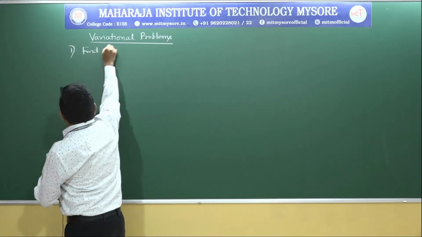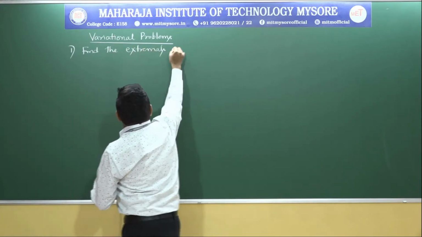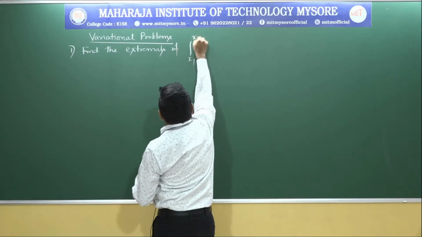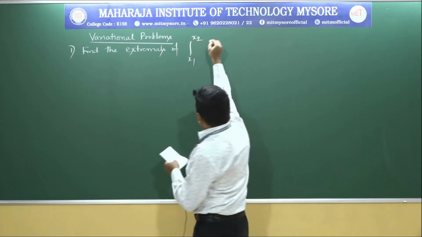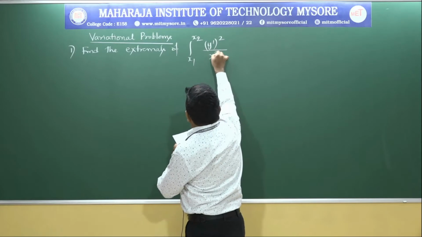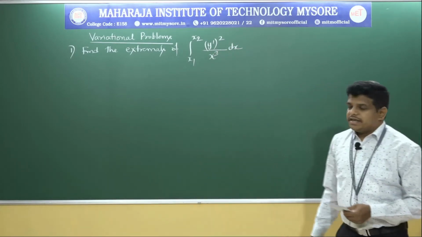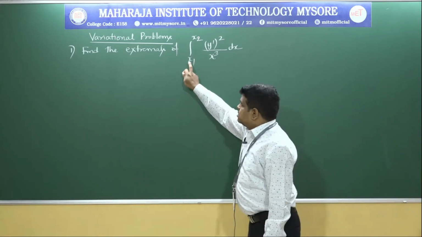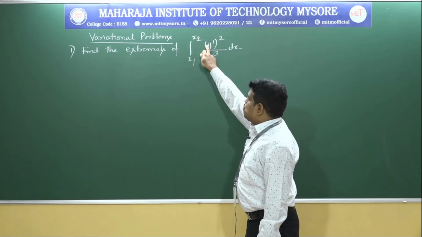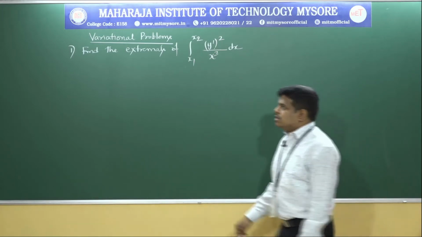Find the extremal of integral x running from x1 to x2 y dash whole square divided by x cube into dx. This first problem is find the extremal of the functional, that is integral of x running from x1 to x2 y dash whole square divided by x cube into dx.